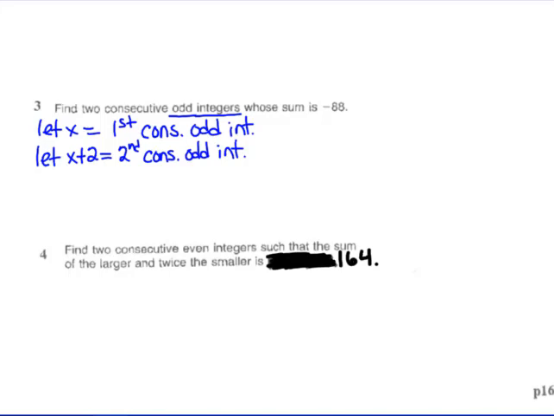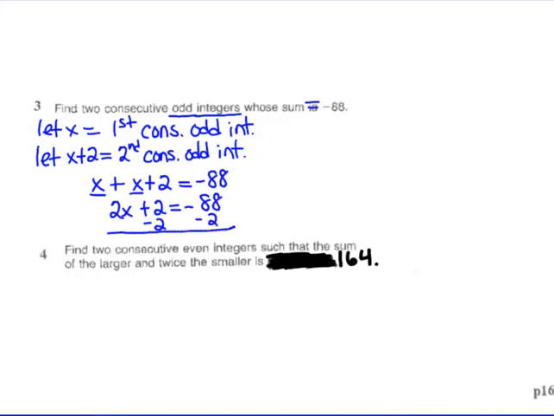So it says, whose sum is, that's the equal sign, negative 88, excuse me. So I'm going to add my 2 let statements, x first, plus the second, x plus 2. Their sum is, equal sign, negative 88. I've got like terms here. So x plus x gives me 2x plus 2 equals negative 88. I'm going to subtract 2 from both sides, and I get 2x equals negative 90. Divide by 2, and I get x equals negative 45.